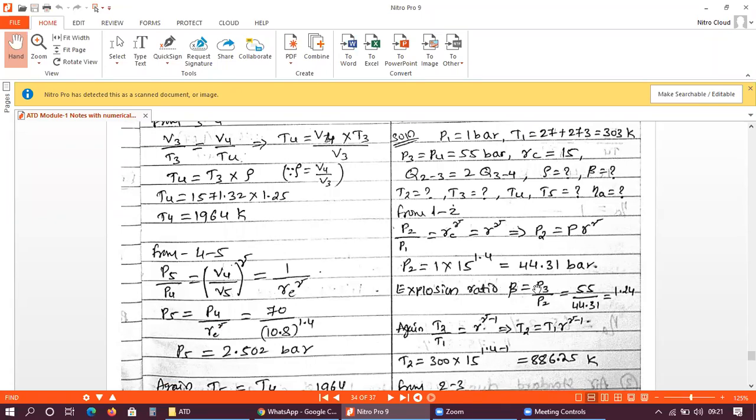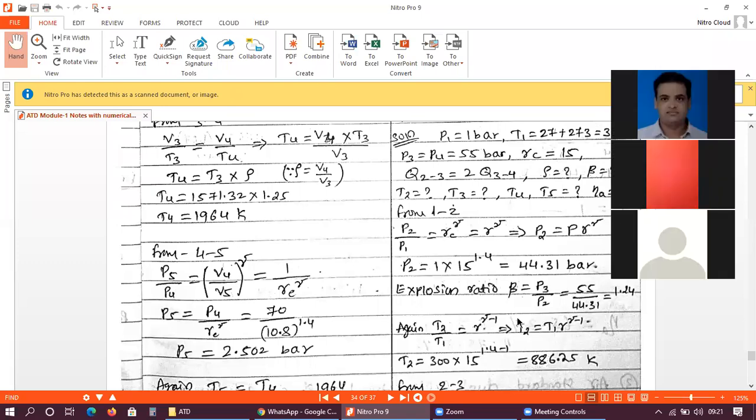Then coming to the explosion ratio beta, it is the ratio of P3 by P2, right? This we call the explosion ratio. We know the value of P2, we have just calculated. We also know the value of P3. P3 and P4 both are the same. Just substitute the values here. 55 bar is already given in the problem statement, and P2 is the pressure that we have already calculated. Substitute these values and you will get this explosion ratio as 1.24.